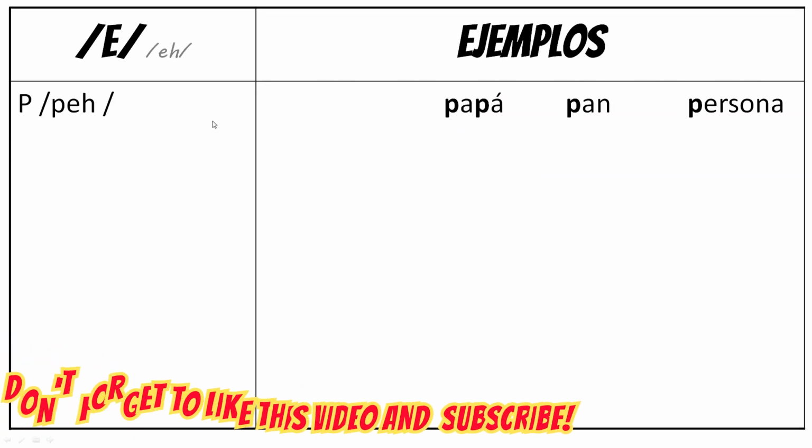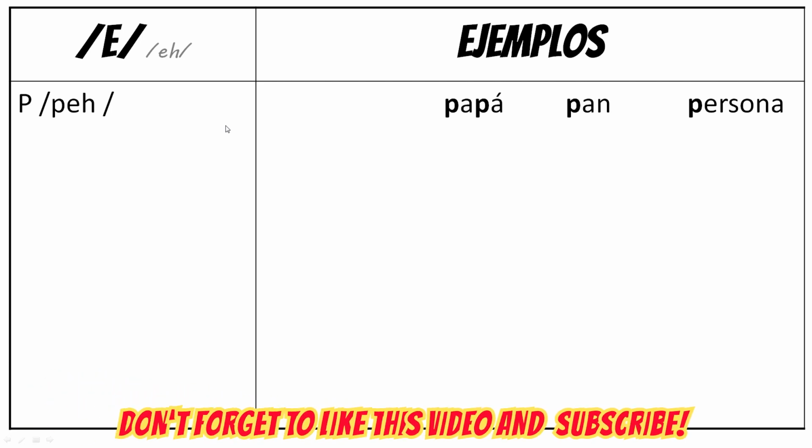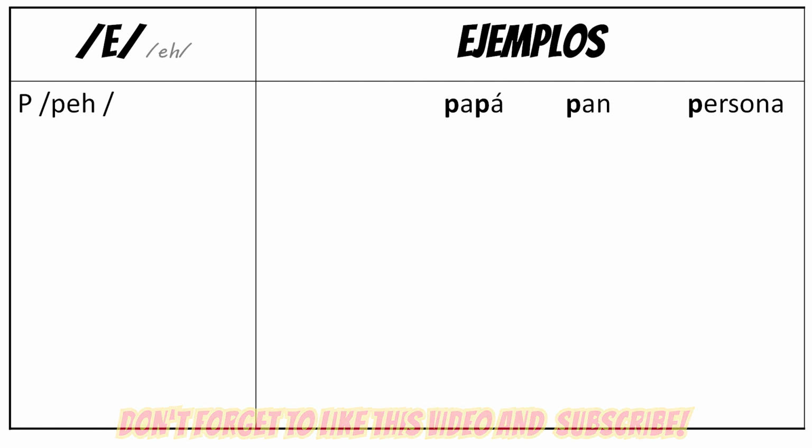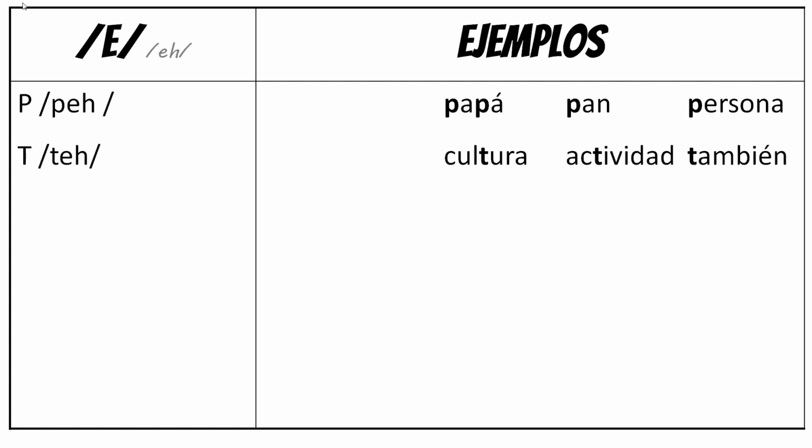P is very straightforward. It sounds kind of like the P in English, but notice that the P in English, when you say P, it has some sort of explosion. It's called plosive, because when people say it, it's very strong. Well, in Spanish, it doesn't have that little explosion at the end. So I wouldn't say papa with a burst, I would say papa. Pan. Persona.